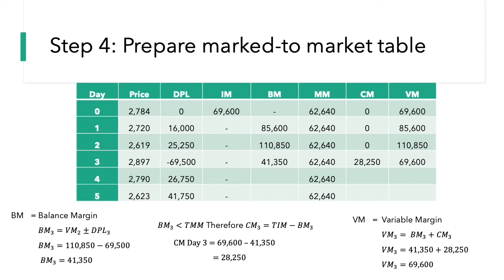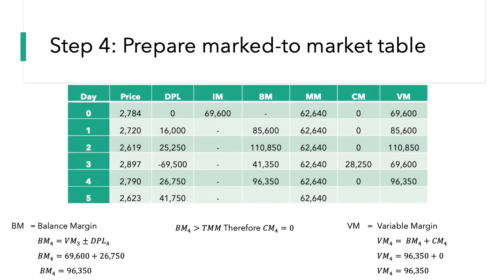In day 5, you make a total profit of 41,750. So you can calculate the balance margin day 5. So balance margin day 5 is equal to variable margin day 4, which is 96,350, plus 41,750, which is the profit in day 5. So the balance margin in day 5 is 138,100 ringgit.